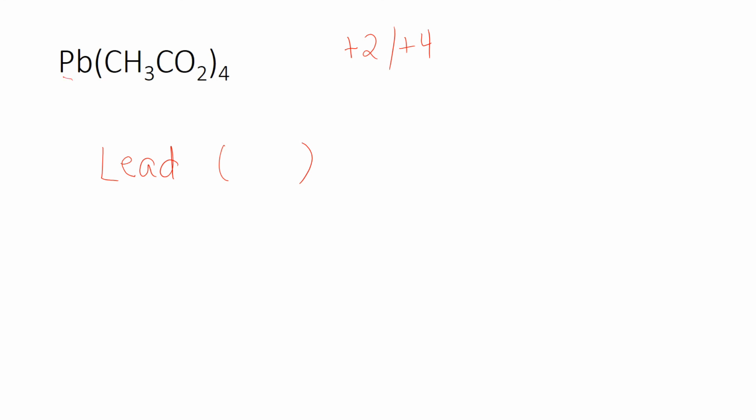And I'm noticing that I have more than 2 capital letters. In fact, I have a lot of capital letters. So I know that I must have a polyatomic ion present. CH3CO2 is acetate, and because it's a polyatomic ion, I don't change the name, I just name it as is. I don't change the ending.